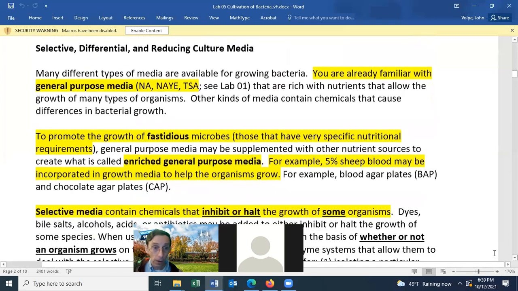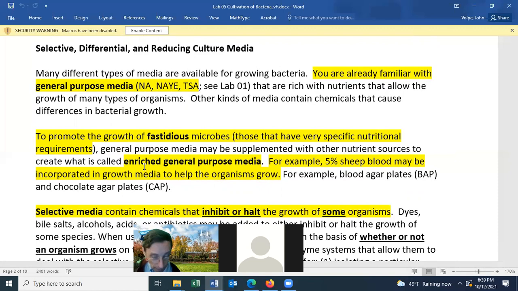Organisms that would not grow on a general purpose media, we call fastidious. To promote the growth of fastidious microbes, we need to add something to the media to get them to grow. And these we call enriched general purpose media. For example, blood agar adds 5% sheep's blood to the media to help an organism grow.